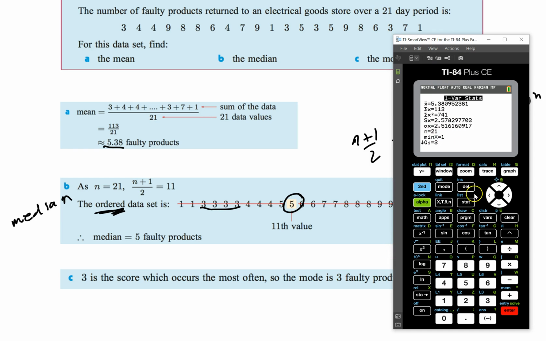Now, if we scroll down, you get some other information. We get the minimum number is 1, which is right there, the smallest number they have. The lower quartile is right there. We haven't talked about that yet. Median, upper quartile, and the max is 9. There's our median, 5, just like we got right there. So that's how you do it in your calculator.